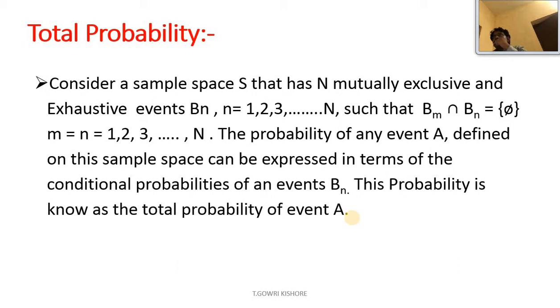For example, if you take two boxes, in the two boxes there are two different color balls, that is a red color ball and a white color ball. So what is the probability of getting a white color ball? For example, now I am going to pick one ball from the boxes. I don't know which box I am going to select. I am just going to take a ball. So what is the probability of getting a white color ball from the two boxes? At that point we can apply the total probability. So that is the meaning of the total probability.